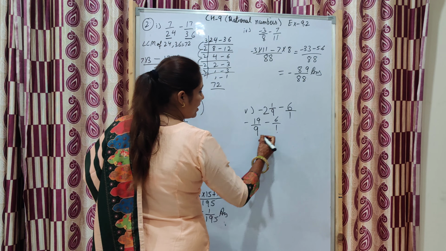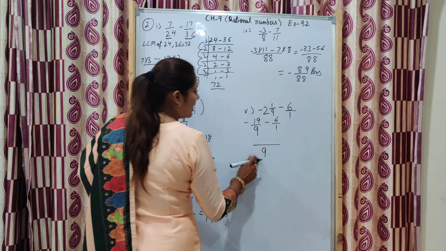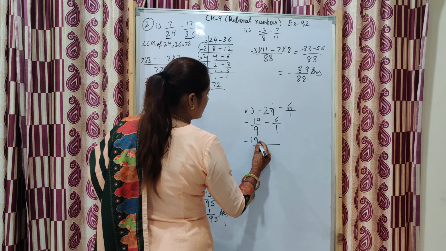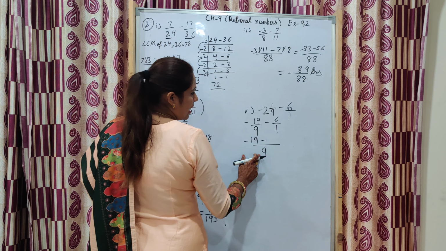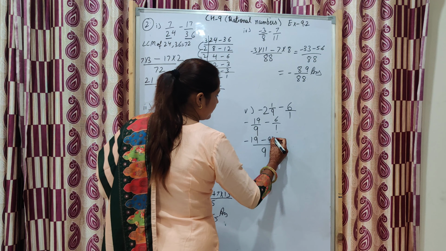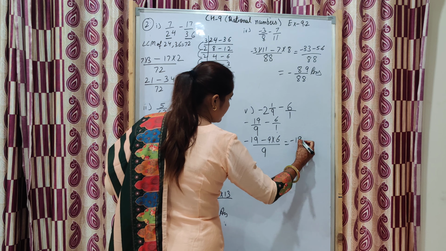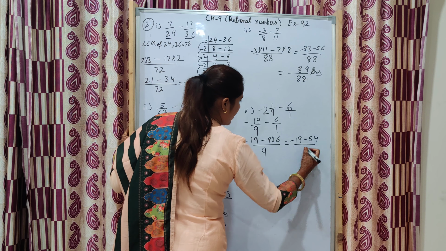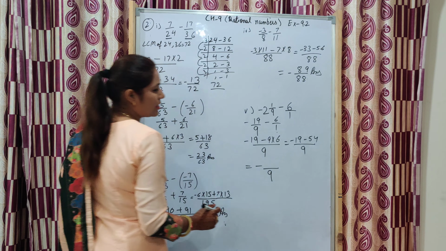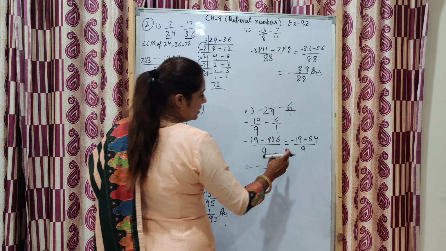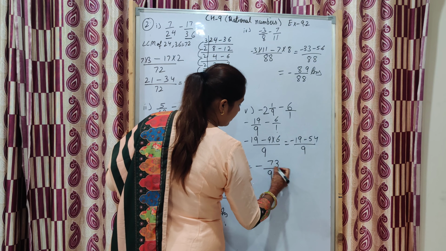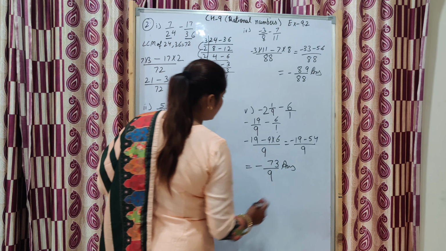Now LCM of 1 and 9, that is 9. 9 divided by 9, you will get 1. 1 multiplied by minus 19, that is minus 19. Now 9 divided by 1, you will get 9. 9 multiplied by 6. Now minus minus plus, but we will write the sign of negative because minus minus plus sign is always negative. 9 plus 4, 13. 1, 6, 7. Minus 73 upon 9.